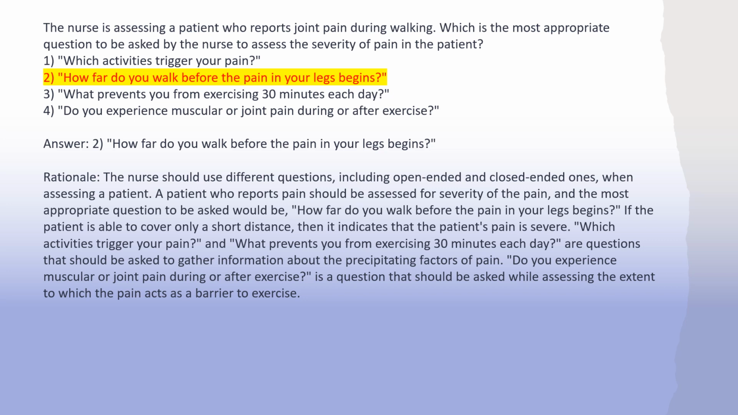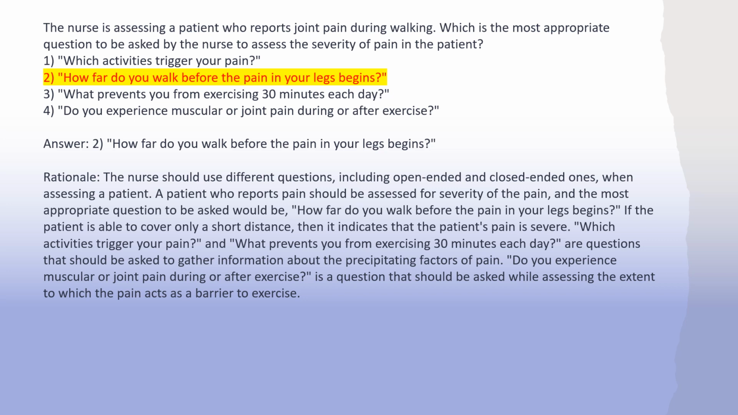Rationale: the nurse should use different questions, including open-ended and closed-ended ones, when assessing a patient. A patient who reports pain should be assessed for severity of the pain, and the most appropriate question to be asked would be, how far do you walk before the pain in your legs begins? If the patient is able to cover only a short distance, then it indicates that the patient's pain is severe.